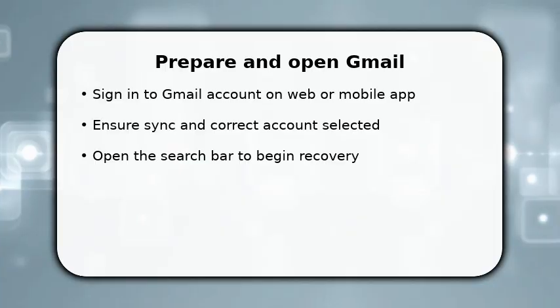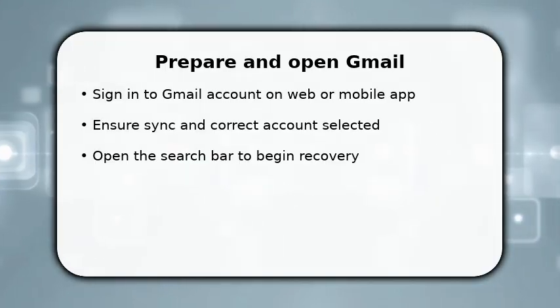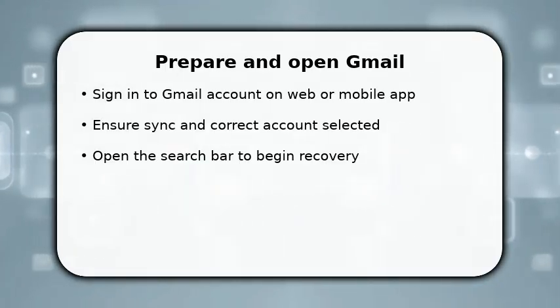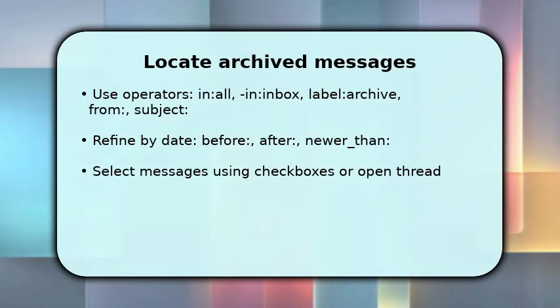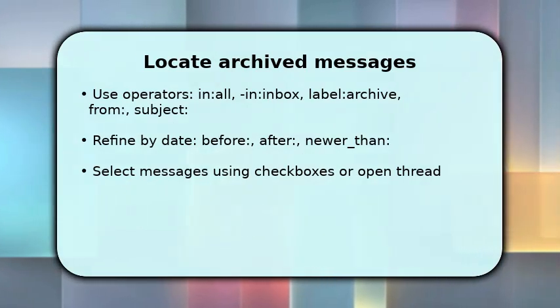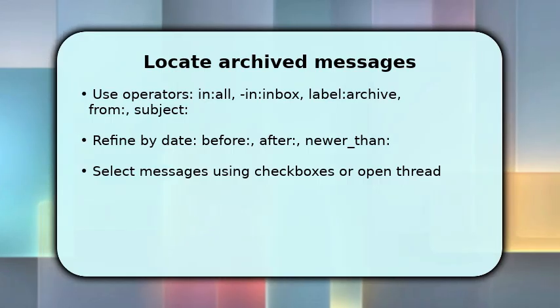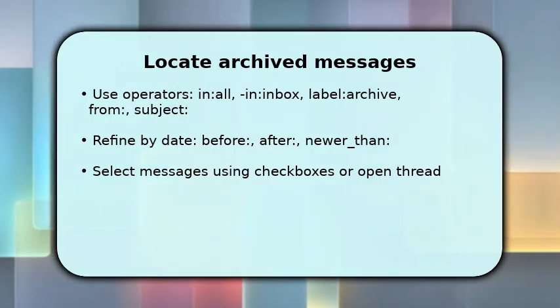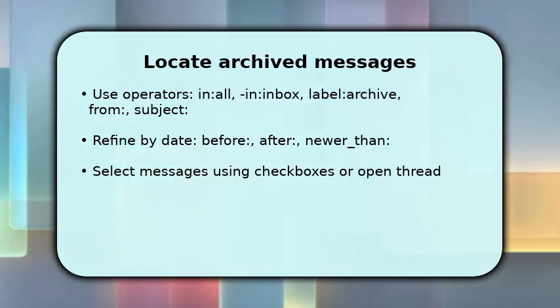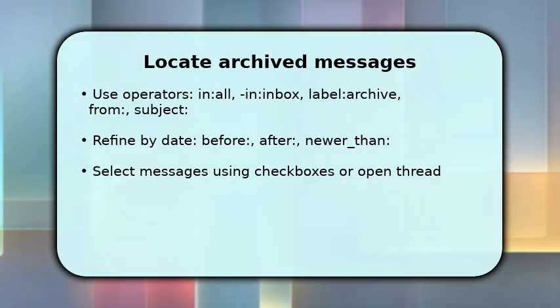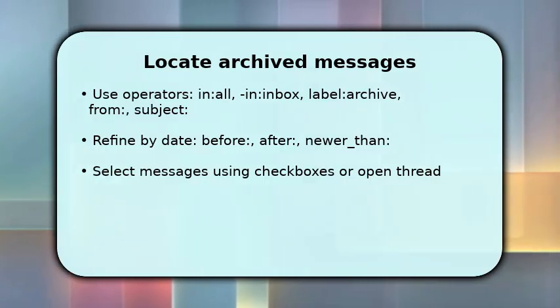Now type your search terms or operators to locate the specific archived threads you want to restore. Once you have the search field ready, use precise operators. In:all and in:inbox to filter archived items, plus from: or subject: to narrow results. If you know a time frame, add before:, after:, or newer_than: to reduce clutter.